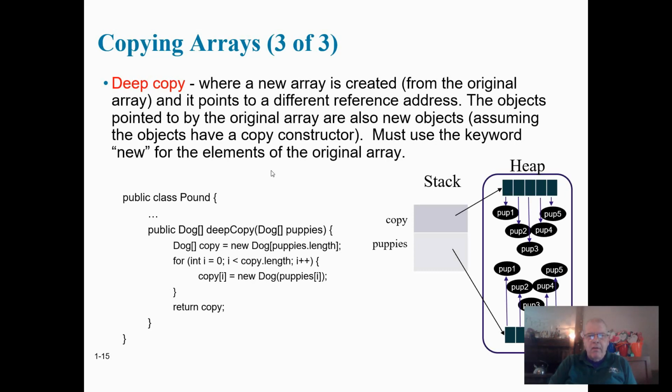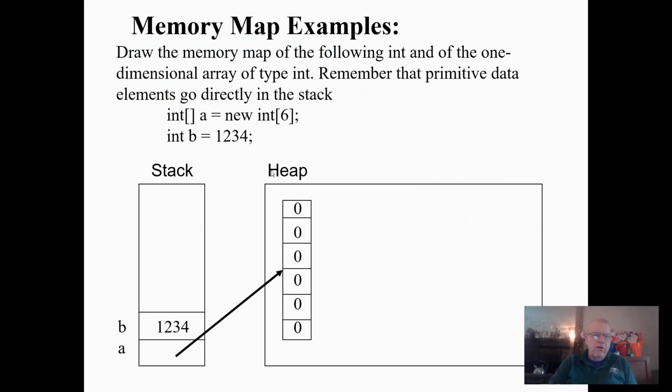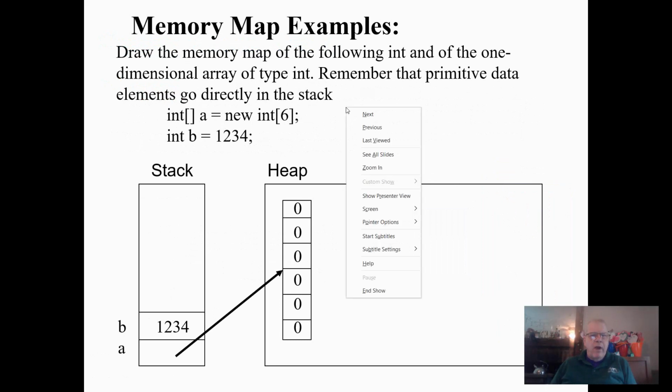And once again, the same logic holds for objects as for arrays. If they are totally separate and don't share anything, then it's a deep copy. So here's some examples of a memory map. Now, a couple interesting additional things to realize. First of all, the integer A is an array of ints. So A is an array of ints, and it's an array of six ints long. And so it shows up first in the code, and so it goes on at the bottom of the stack.